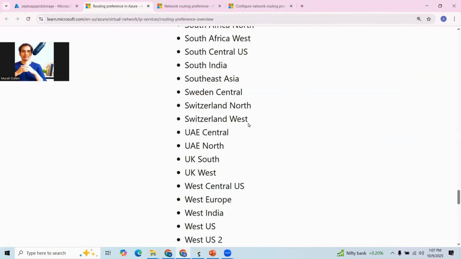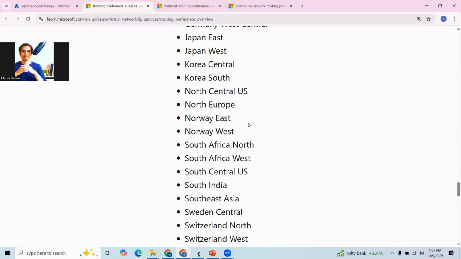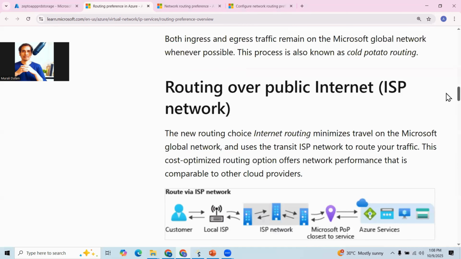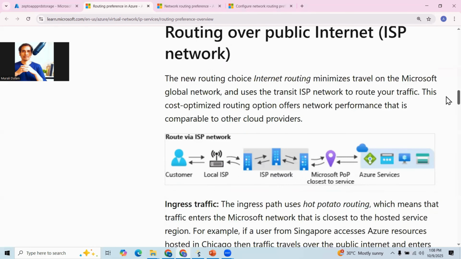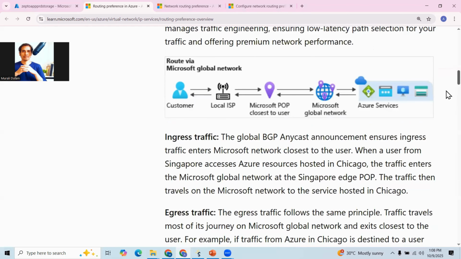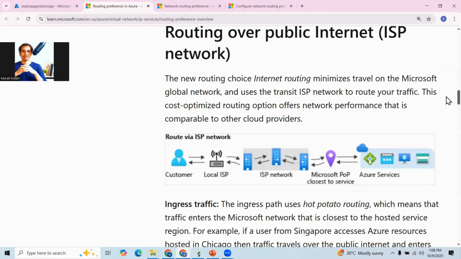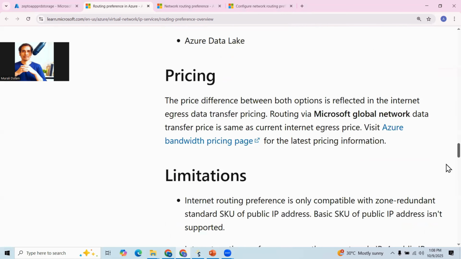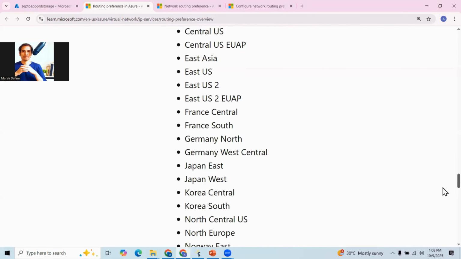In this way, we can understand our routing preferences whenever we are trying to select whether we go for the Microsoft-based global network or internet routing. These are the factors we need to understand. The first thing is performance. The second one is cost. Then supported services as well as region availability. These are all factors we need to observe.